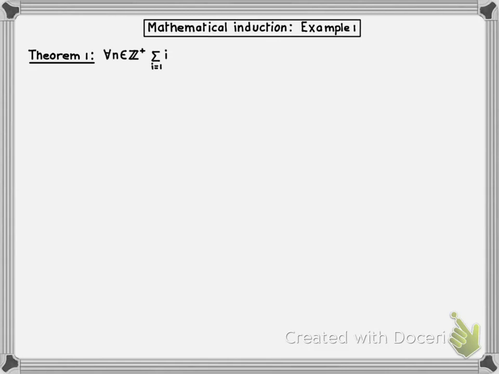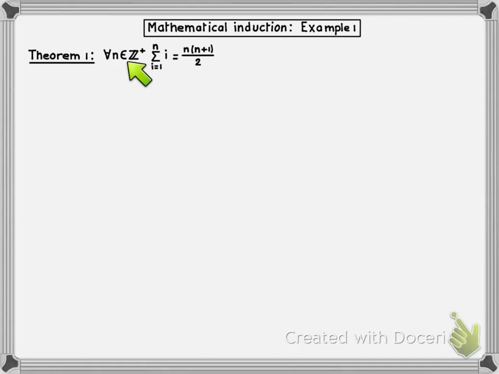For all n in Z plus, the sum of the first n positive integers is equal to the last integer in the sum times the next integer divided by 2. This is an equality that we've seen several times before, and we're finally going to be able to prove it here. So the first step is to identify the form of the theorem.